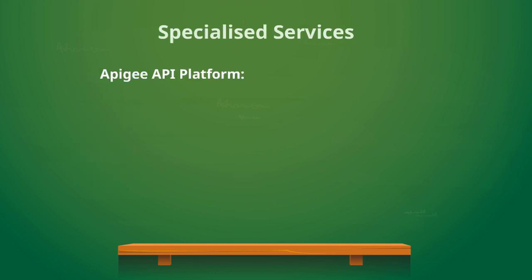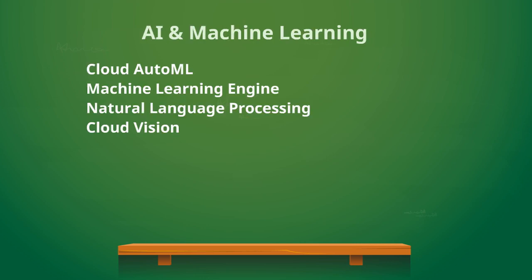So specialized services, there are APIs, for example, that allow you to generate monitoring on proxies. Moving on to AI and machine learning, there are tools such as Cloud AutoML, which allows you to develop machine learning models. There are machine learning engines which allow you to build and deploy to production. There's natural language processing, which allows you to analyze human languages. And then there's Cloud Vision, which allows you to perform image analysis.